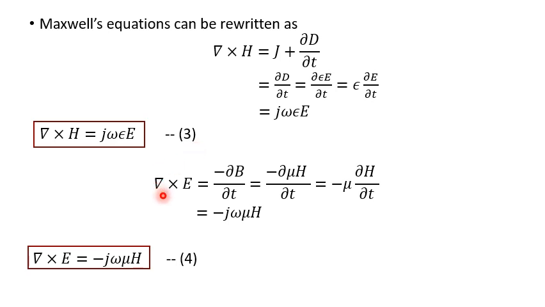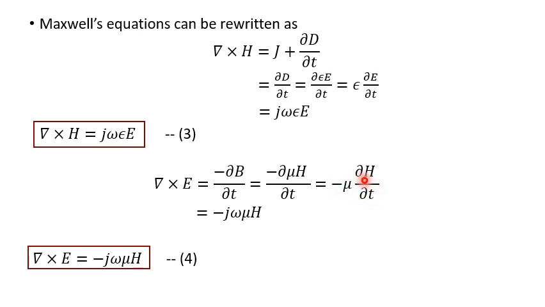In a similar way, we know that according to Maxwell's equations, del cross E is equal to minus dou B by dou T, where B is the magnetic flux density, which is defined as mu into H. Since mu is the permeability of the medium and is a constant, you can take it out. So you can write this as minus mu dou H by dou T.